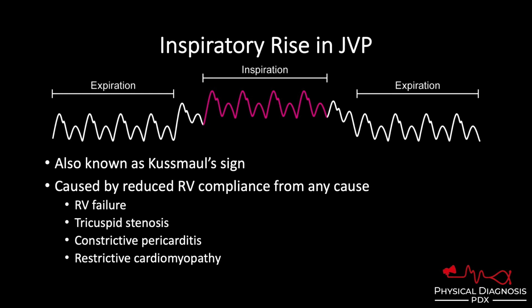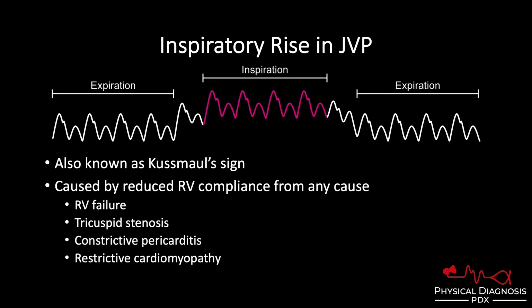And not only is that column going to suck down towards the heart to cause the normal decrease in JVP with inspiration, but you're also bringing blood from the legs and elsewhere back to the mediastinum. And if there's an issue with RV compliance, if the RV can't accept that increase in blood flow from the legs and elsewhere, that blood has nowhere else to go but up the neck. And that's what causes Kussmaul sign.